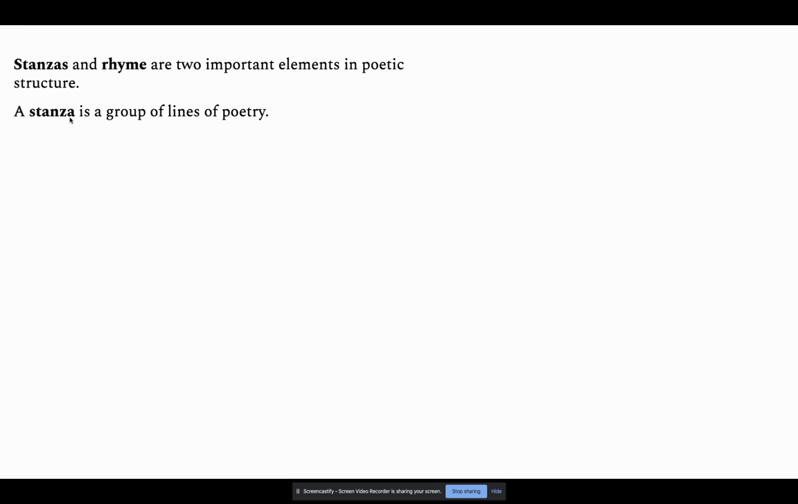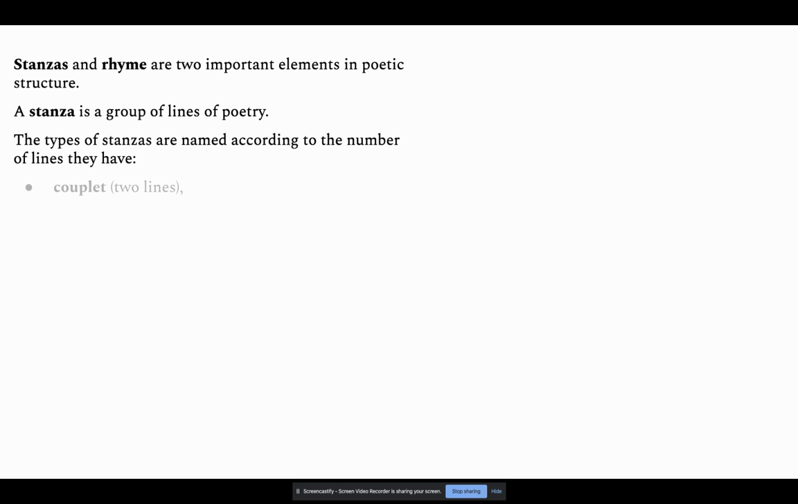Now, a stanza is a group of lines. That's all it is. And the group of lines are numbered. The stanzas are named according to the number of lines they have. For example, a couplet. You've heard that couplet, 2 lines. If the stanzas are 2 lines, then it is a couplet.